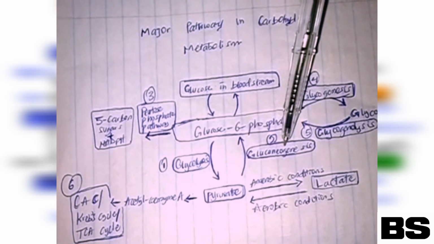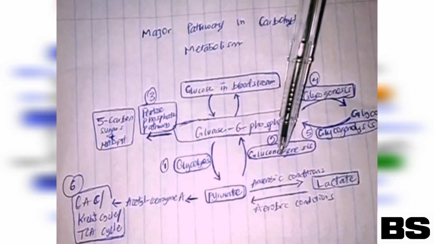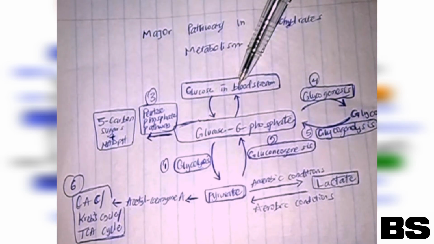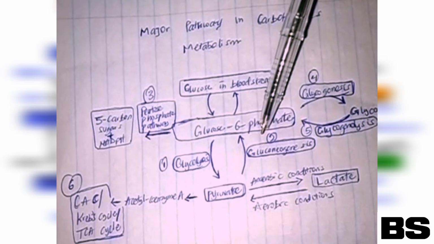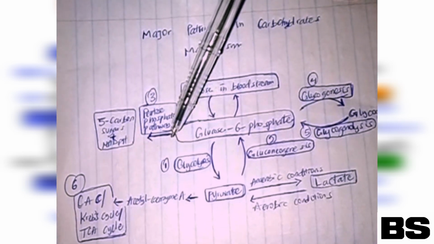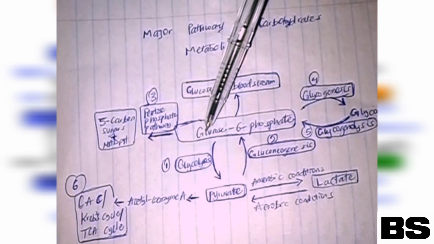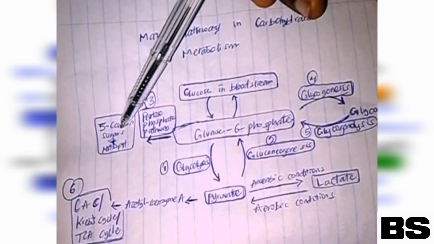Then number two, you have gluconeogenesis, that is from pyruvate back to what? Back to glucose. Do you understand? So gluconeogenesis is just the opposite of glycolysis. We also have the pentose phosphate pathway, which converts glucose phosphate to 5 carbon sugars. These are the ribose sugar and NADPH.